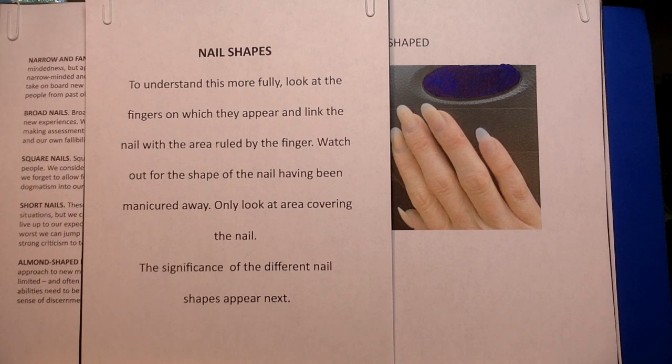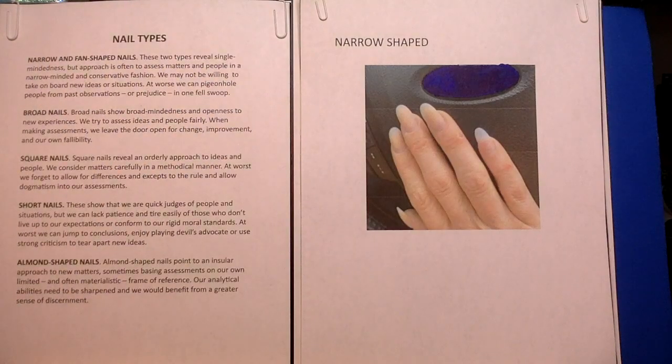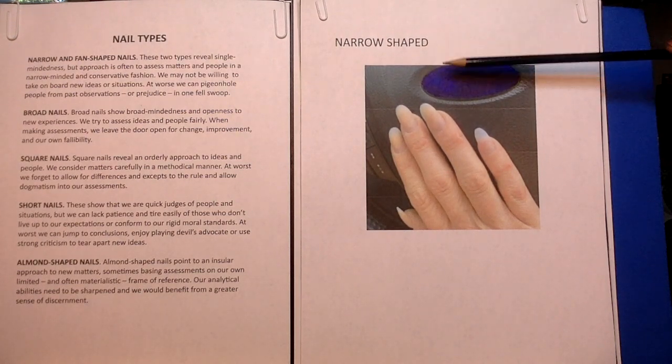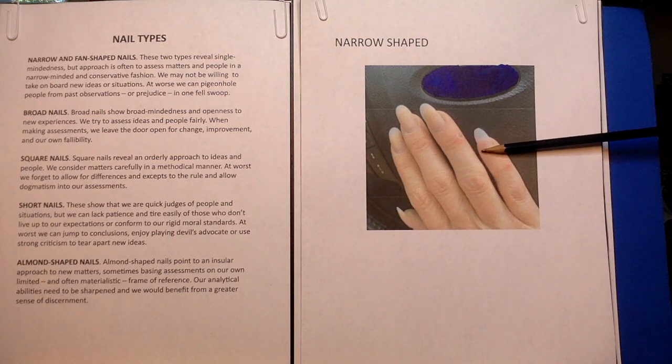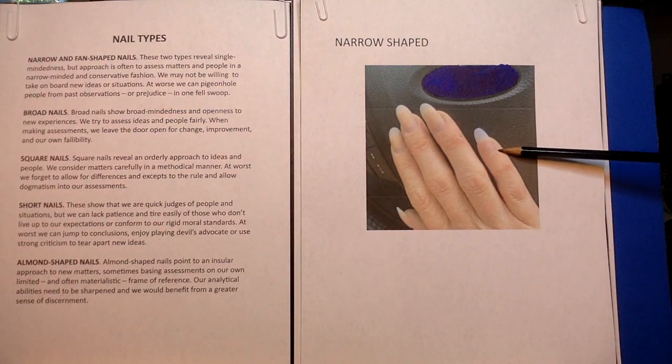The significance of the different nail shapes appear next. So we'll get into it when we get here. So let's remove this. You'll find your answers over on this sheet. I hope you can read it. If not, I'll be going over it as we follow each one. Now, here we have one type shape here. This is called the narrow shape. Narrow. You can tell if it's narrow compared to something that might look a little similar. There is plenty of flesh on either side of the nail.